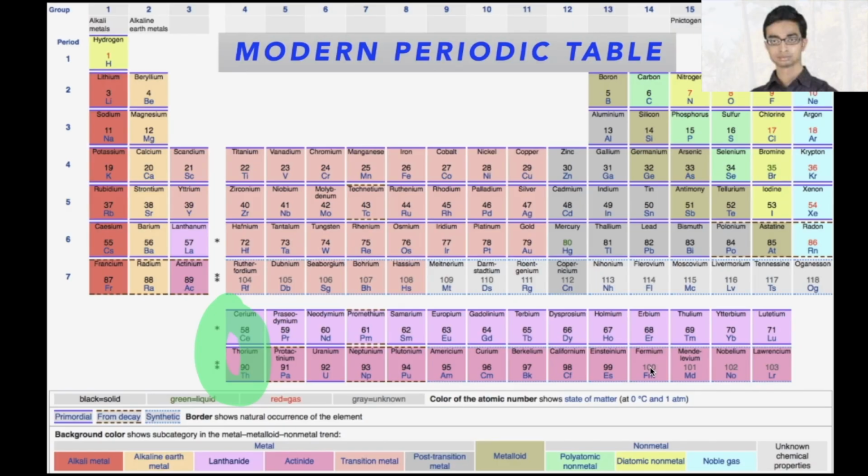Now, most metals have 1, 2, or 3 extra electrons, while most non-metals have 1, 2, or 3 less electrons as compared to the closest closed shell configuration.